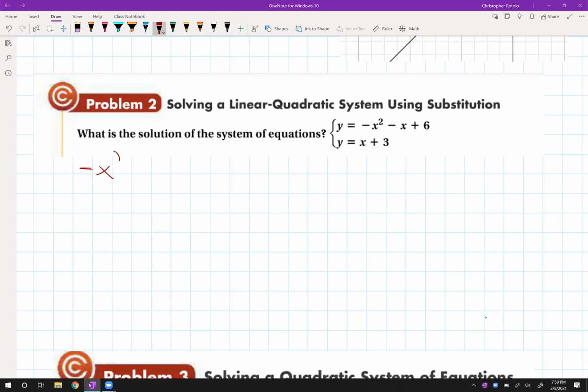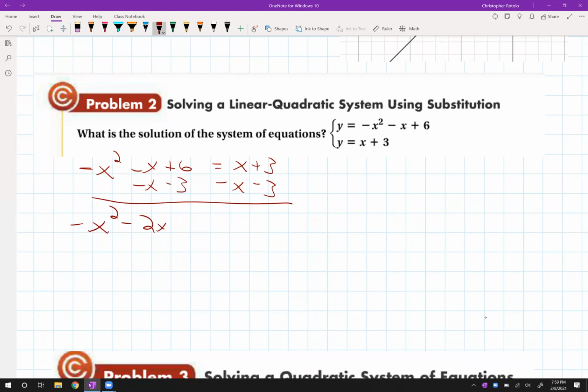So I'm going to take negative x squared minus x plus 6, set it equal to x plus 3. And what I really want is everything on one side, and that's what makes this possible. So what I might do is subtract the x and subtract the 3, because I want everything on one side. And I know what you're thinking. You're like, hold on. You always told us to try and get x squared to be positive, and right now it's negative. So I'm going to just divide it by negative 1. So here's what I have. I have x squared plus 2x minus 3 equals 0.